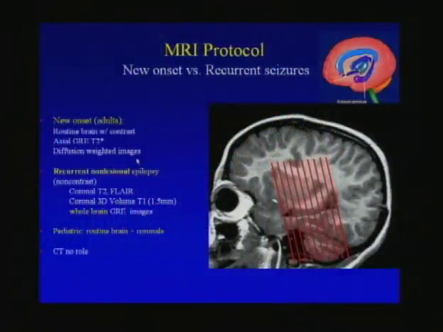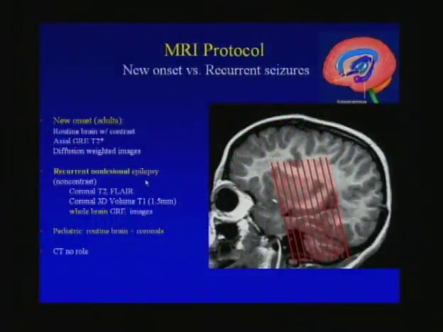At NYU, our seizure protocol differs based on whether the patient has a new onset seizure versus someone being followed for recurrent epilepsy. In adults, someone who presents with a first-time seizure, we do a routine brain with contrast. We include axial gradient echo T2 star images and diffusion-weighted imaging.